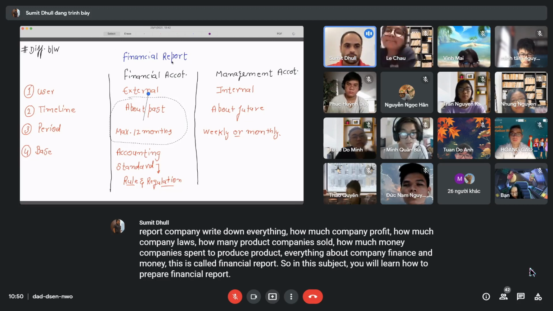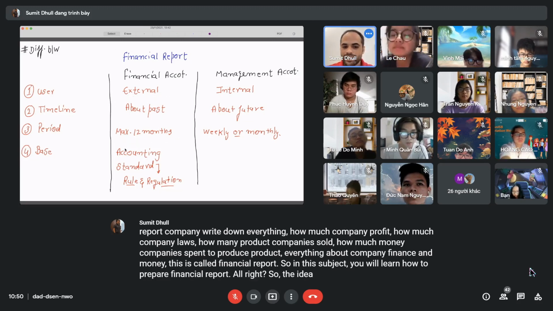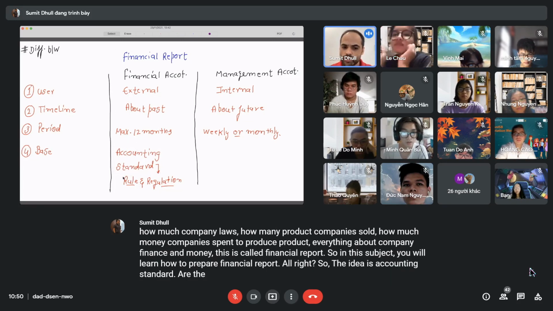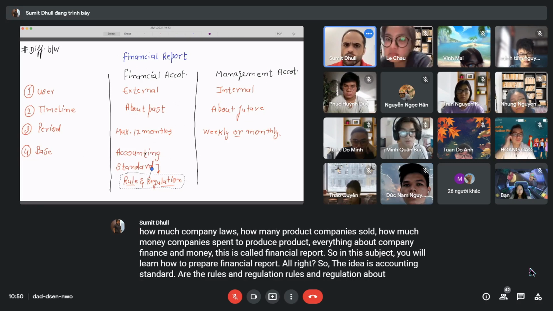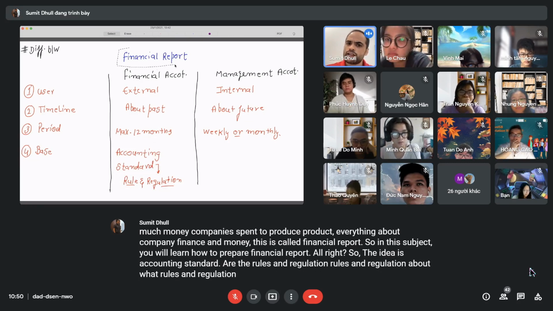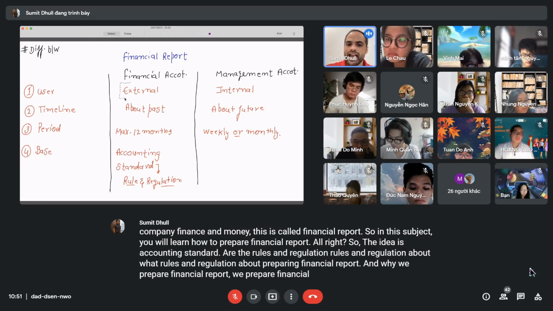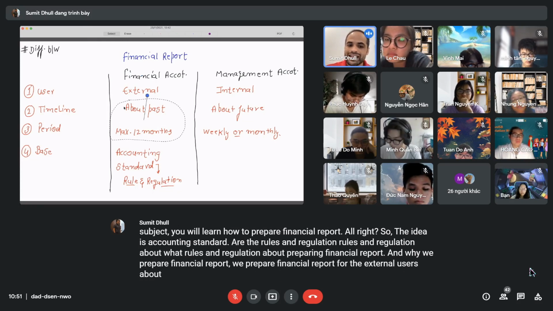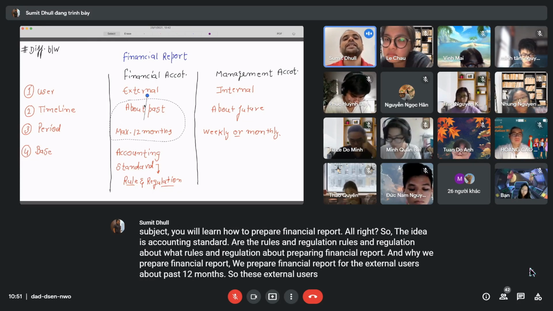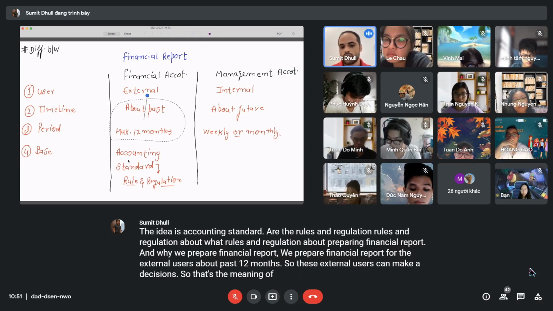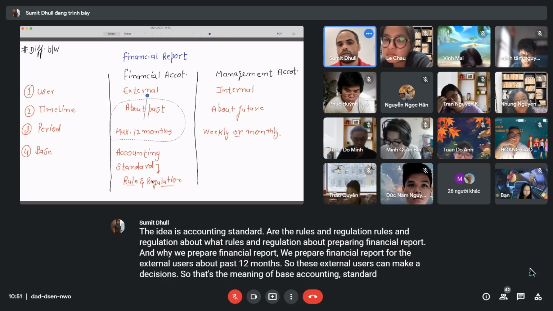All right. So accounting standards are the rules and regulations. Rules and regulations about what? Rules and regulations about preparing financial reports. And why do we prepare a financial report? We prepare a financial report for external users about the past 12 months, so these external users can make decisions. So that's the meaning of base: accounting standards, rules and regulations.